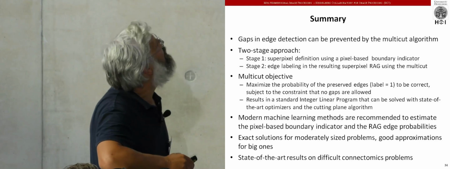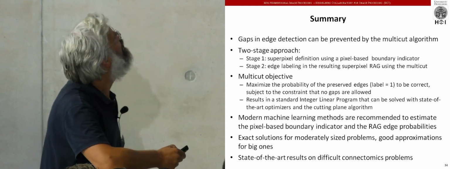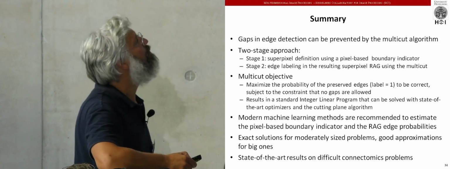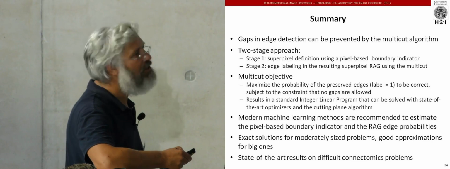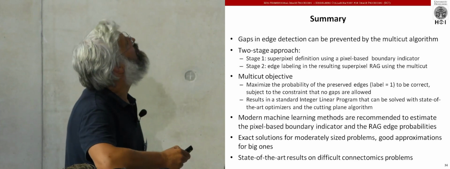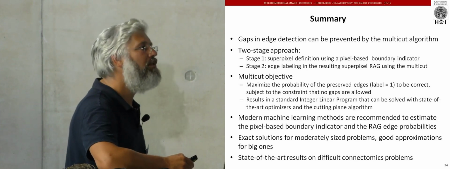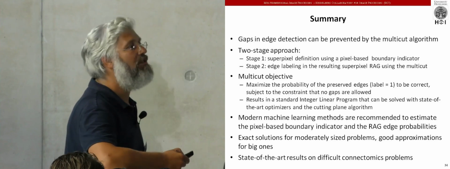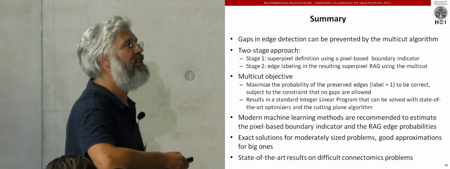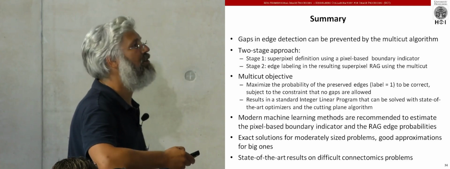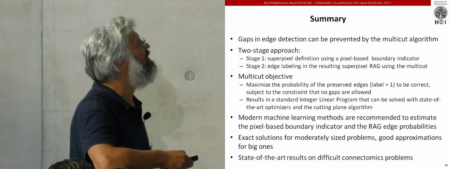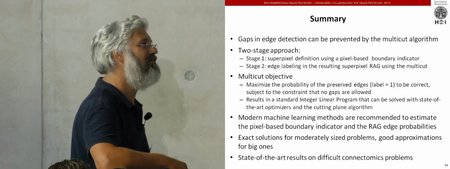Yeah, so the summary is: the multicut algorithm is just a linear optimization with linear constraints and Boolean variables, so a standard ILP, which can be solved with standard algorithms for reasonable problem sizes. And we should learn the weights with modern machine learning algorithms, because the better the weights, the better the algorithm converges. And as you have seen, we achieve state-of-the-art results on a challenging connectomics problem. And the take-home message maybe is just: prevent gaps in edge detection by simply forbidding them. Right?